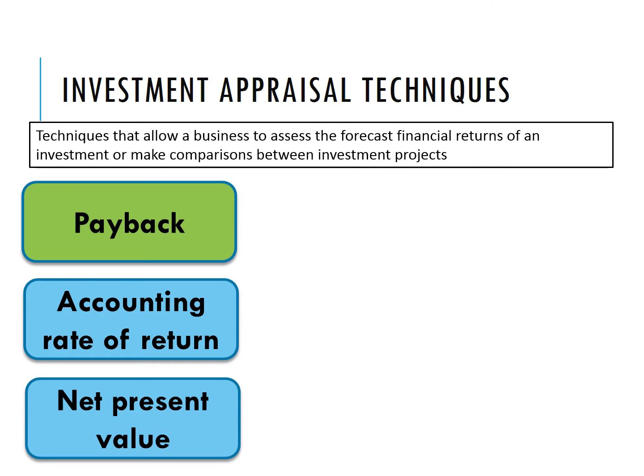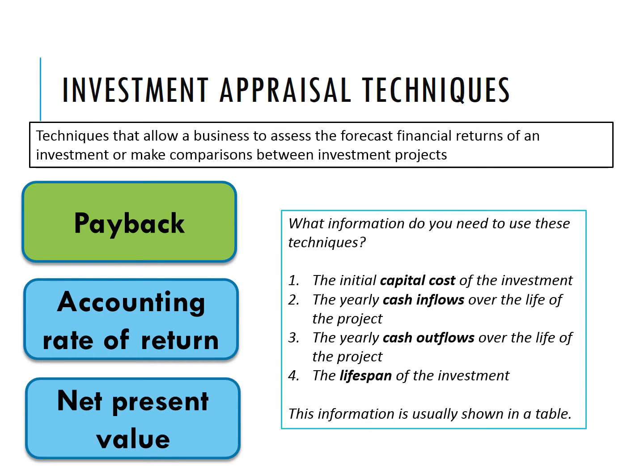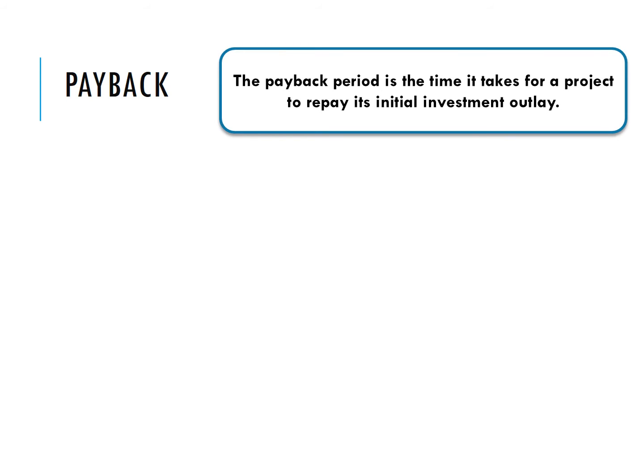But to do any of these different approaches, we need certain information. We need the initial capital cost of the investment. We need the yearly cash inflow, the yearly cash outflow, and the lifespan of the investment. And we would normally put this information into a table and then do some calculations to work out which is the best investment or whether we should go ahead with the investment. So let's look at payback first of all. Payback period is the time it takes for a project to repay its initial investment outlay.